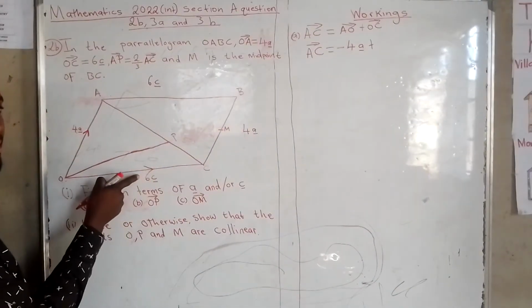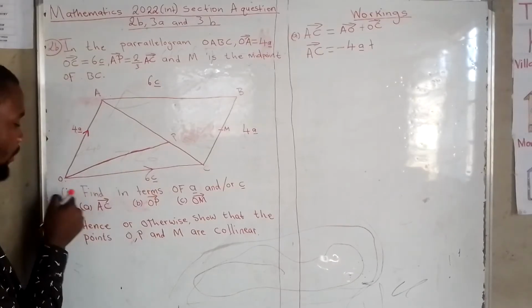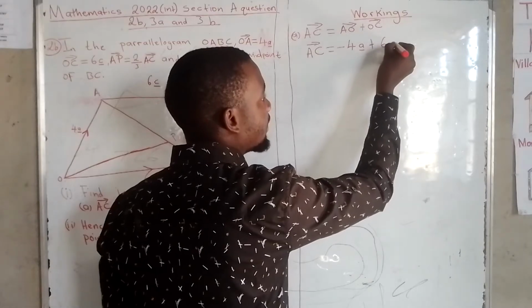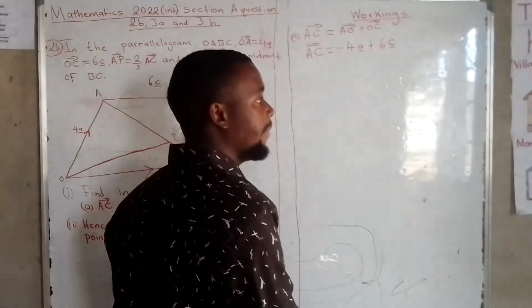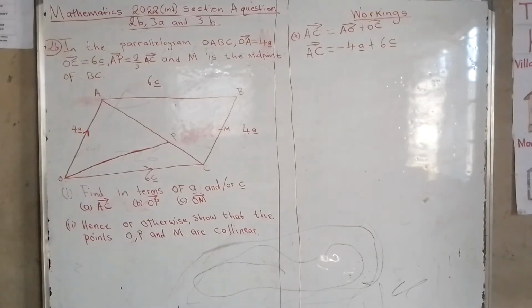OC, we are not opposing this direction. So it will be in positive form because we are not opposing this direction. So OC is equal to 6 vector C. Now, according to the principles of the laws of mathematics, we are not supposed to leave an equation with a negative sign. They will mark you if you leave that answer there, but you should be more mathematical.